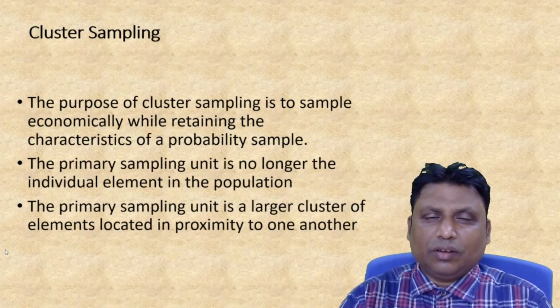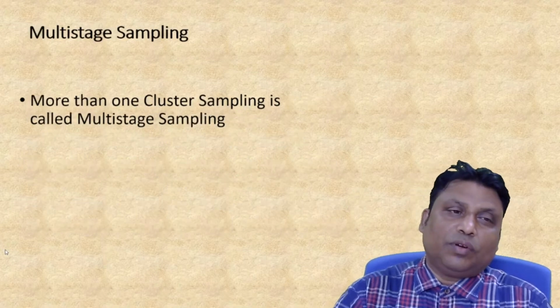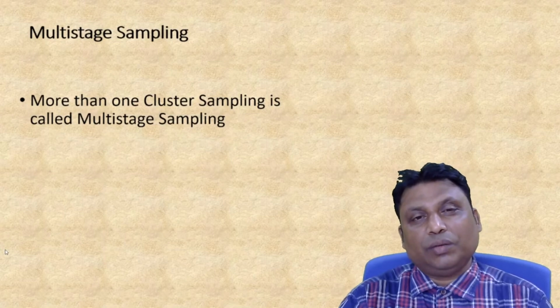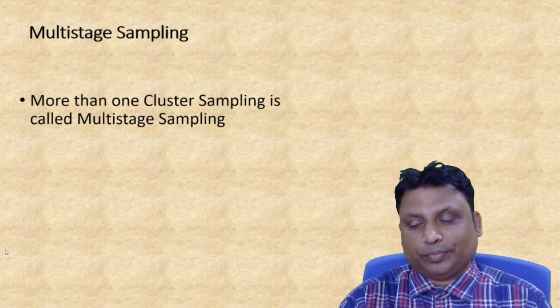So depending on your cluster, if more clusters are there, then this is called multi-stage sampling. More than one cluster sampling is called multi-stage sampling. So if multi-stage sampling is available in that case, you can use these techniques.